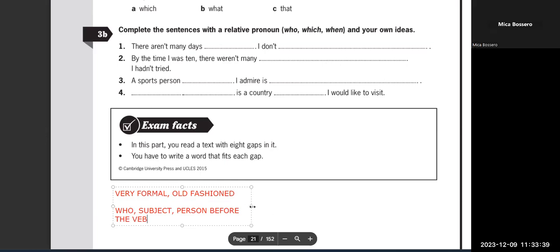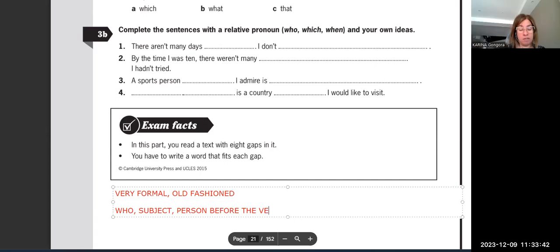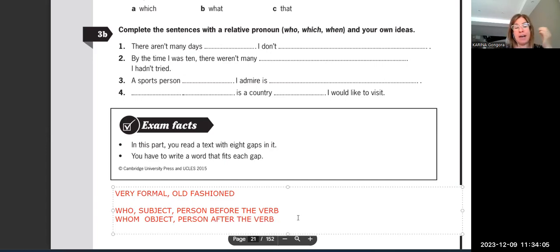People, are we here? Yes. Before the verb, very good. And we are going to use whom to speak about the object of the sentence. The object is a person, whom should be a person, right? After the verb. I don't know if anyone is a Friends fan. Do you remember Ross correcting people when they use who instead of whom? Because he speaks really proper English. He's a doctor.